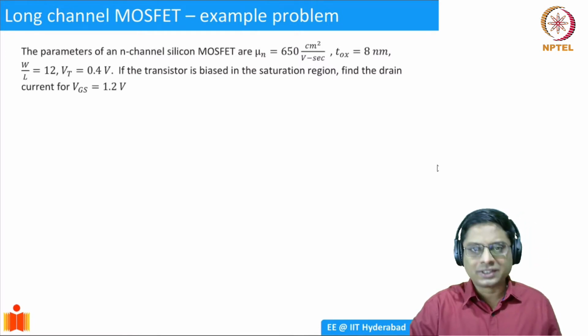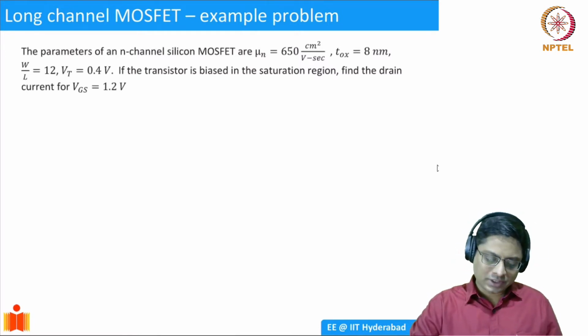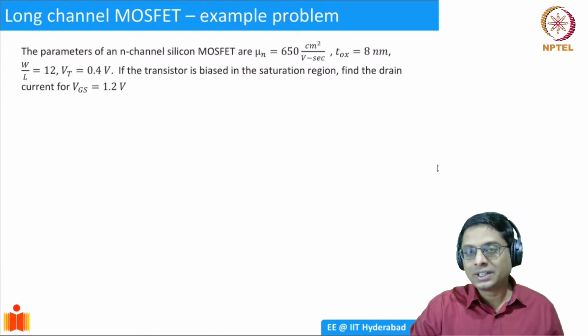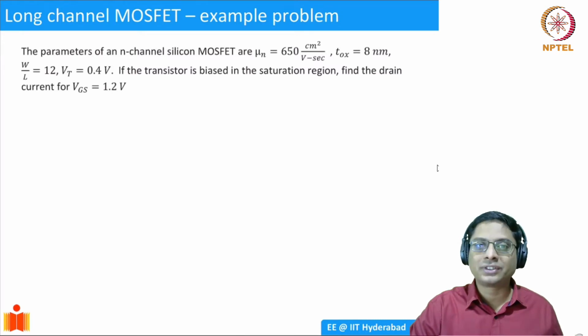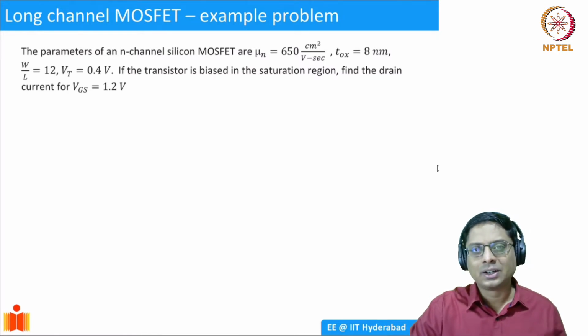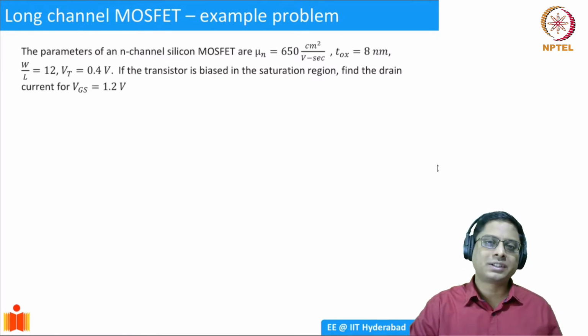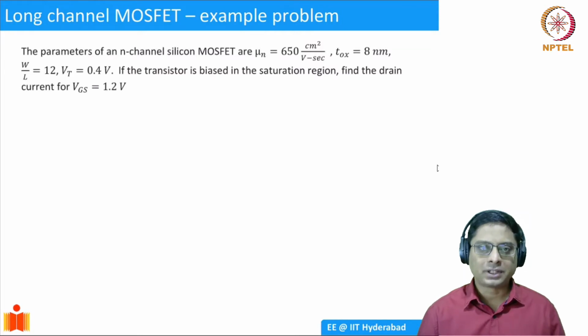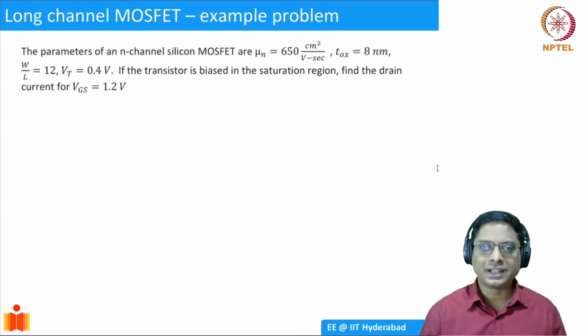This is a straightforward problem, but I just chose it to highlight a few points. One is, what is the mobility that we remember from the early discussions in the first couple of weeks? The mobility of NMOS was, I think, 1350 centimeter square per volt second, whereas the mobility now given is 650 centimeter square per volt second. Why is that happening? It turns out that it is an interface phenomenon. The mobility in the bulk is still 1350 centimeter square per volt second. That's the most commonly agreed value.